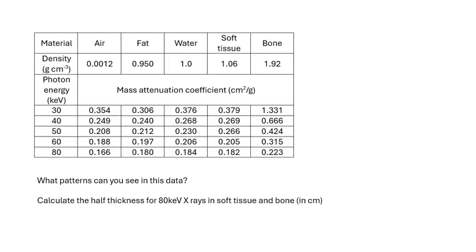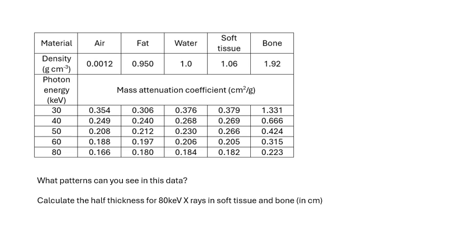This is an interesting table of different materials, different densities, different mass attenuation coefficients, for different photon energies. So have a look at this table. What patterns can you see in the data? And then I've asked you to work out some half thicknesses for different materials for 80 kiloelectron volt X-rays.